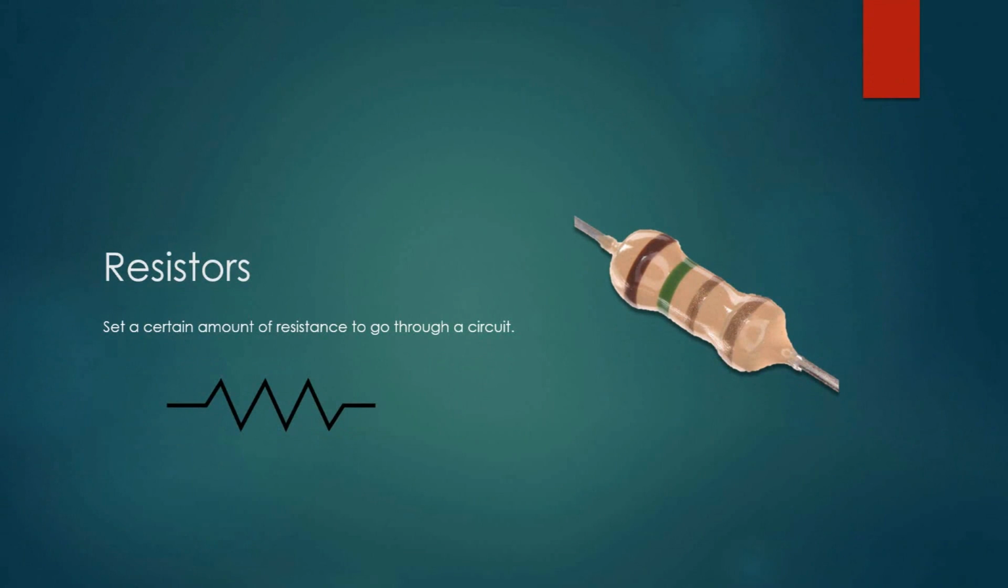Resistors, as we know, are used to set a certain amount of resistance to go through a circuit. Resistors are one of the most common elements in a circuit. On the right, we see what a resistor looks like. Resistors are very small and don't cost much, which is great. On a circuit schematic, resistors are usually represented by a zigzaggy line.